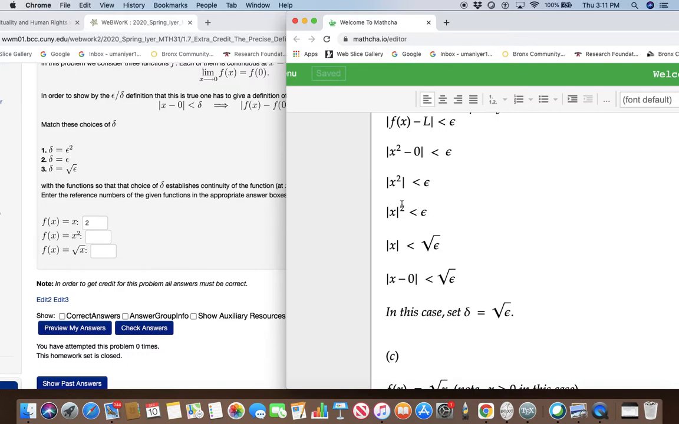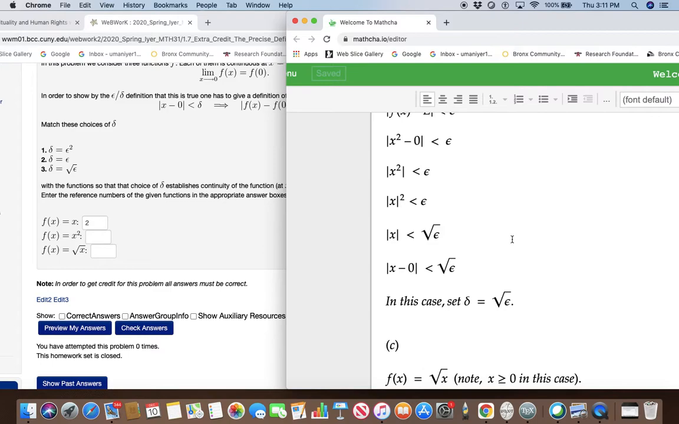Now, what is the advantage of that? I can take the square root. Taking the square root maintains the inequality, because the square root is an increasing function. But the left-hand side is precisely absolute value x minus 0. The right-hand side is square root of epsilon. So in this case, the delta is square root of epsilon. So for the second one, delta is square root of epsilon.